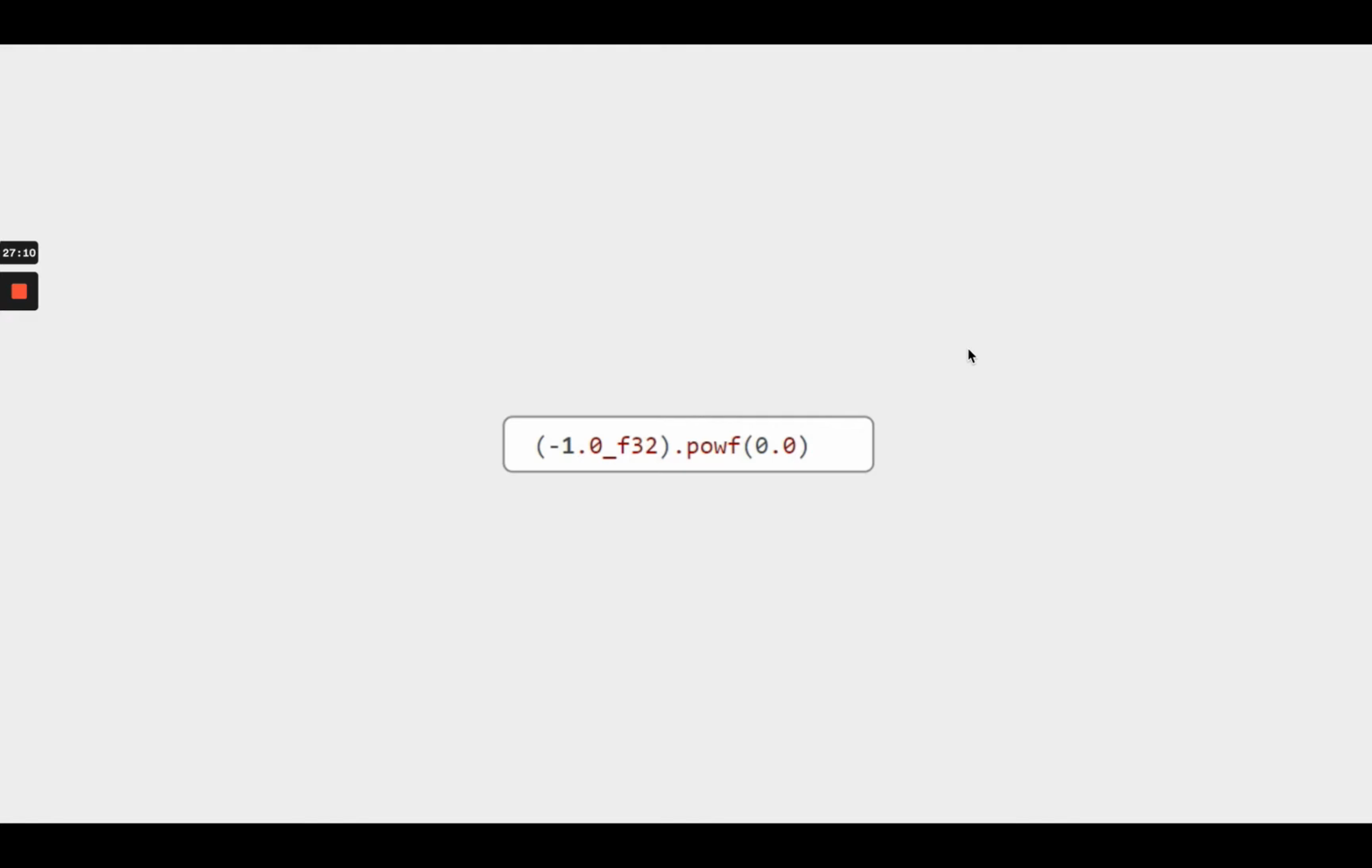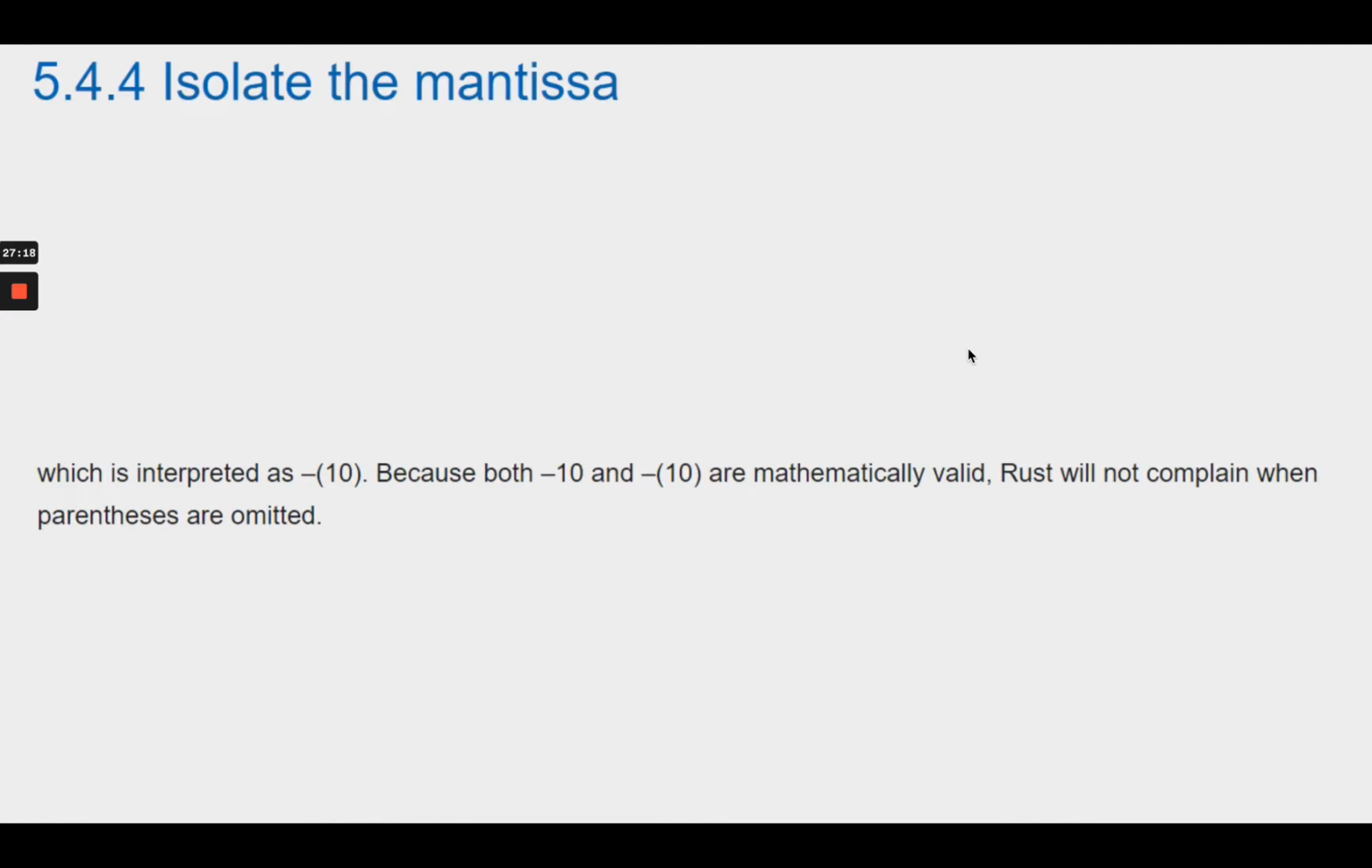To calculate -1 to the 0, wrap -1.0 in parentheses, rather than leaving it bare, which is interpreted as minus open paren 1 to the 0 close paren. Because both -1 to the 0 and minus open paren 1 to the 0 close paren are mathematically valid, Rust will not complain when parentheses are omitted.